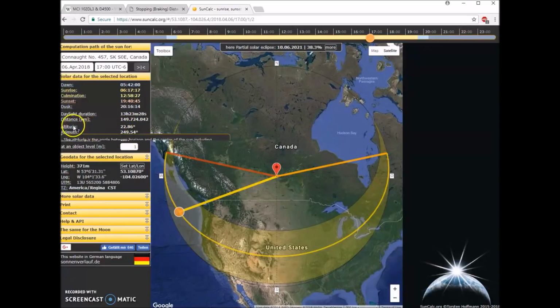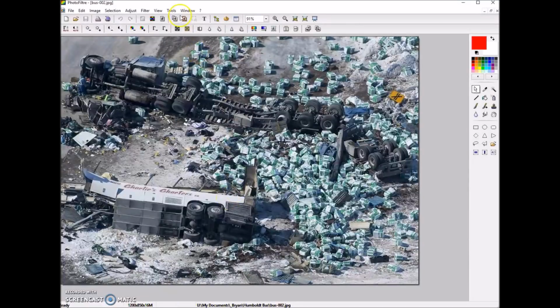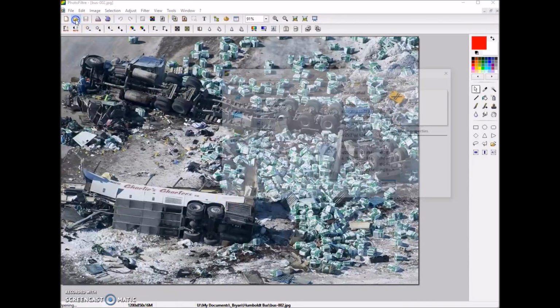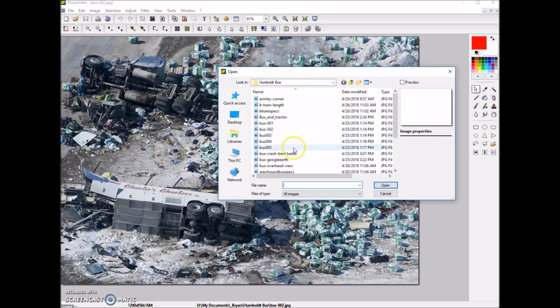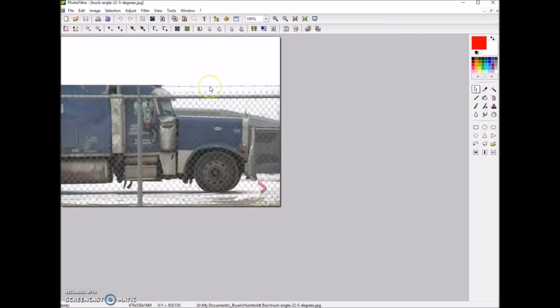22.86 degrees is the altitude. Now, if I mouse over, it says it's the angle of elevation. It's not angle. So in other words, if you put your hand straight up, that's a 90 degrees elevation. If you put your hand straight out in front of you, in a horizontal, like parallel with the floor, that would be 0. So to get to 22.86, let me just bring up a picture here if I have one. Where do I have it? Right here. Okay, so this is the actual truck.